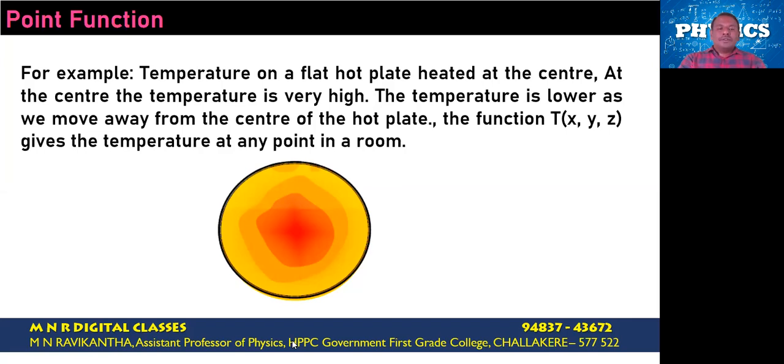So, the temperature at any point on the surface of the hot plate can be expressed as T of x, y, z. Here, z is constant since it is a two-dimensional surface. We can express it as T of x, y.